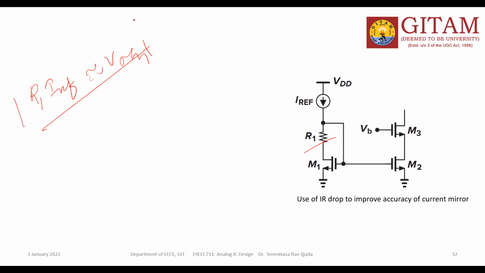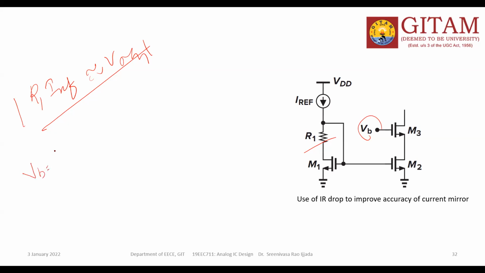I hope you understand. Second issue is generation of VB. This is VB. This is very important, because until VB is exactly what is required there, you can mismatch both the branches. Then you will not get the same current. You cannot copy the same current. So that is the generation of VB. What is the VB value I told you?